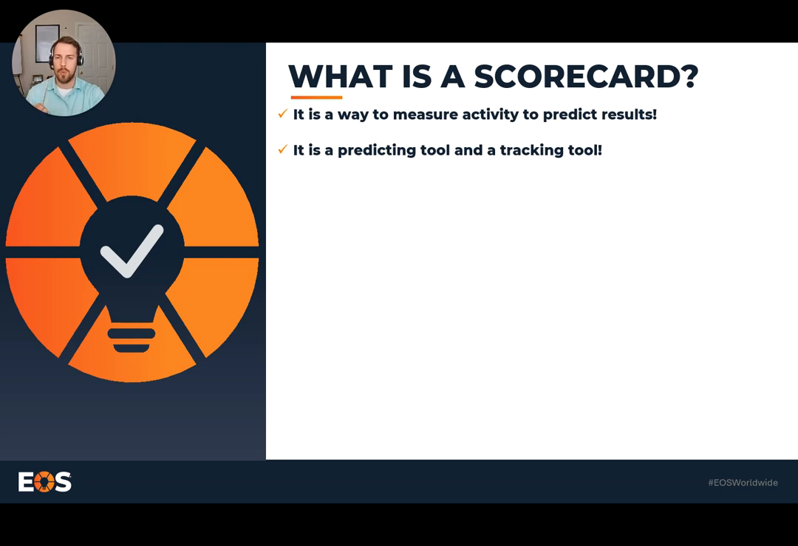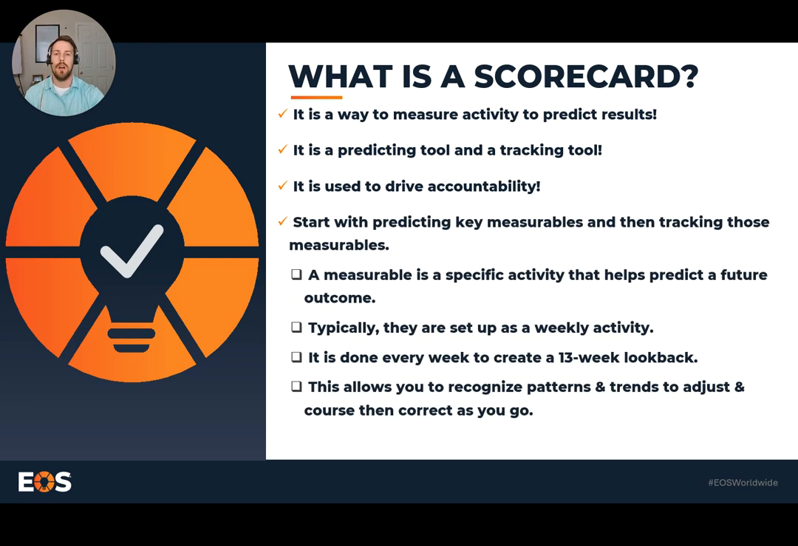Here's another way to say it. It's a predicting tool. The scorecard is a tool that we use with all our clients at EOS to be able to track information. It's used to drive accountability. That's what you're trying to create. And so start with predicting key measurables and then tracking those measurables. Now, a measurable simply is just a weekly activity. So think about a specific daily or weekly activity that you can do. And if you were to track it day in and day out, week after week, it would show you a pattern, a trend. Most likely, you're going to get this result.